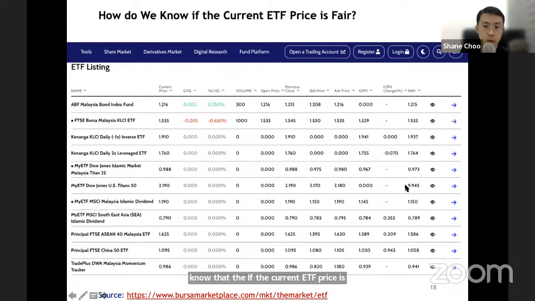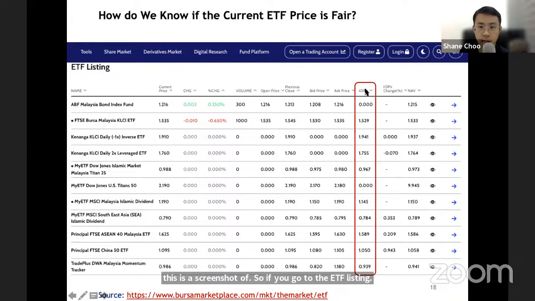Okay, how do we know? Now, you can go to www.bursamarketplace.com. Just hover over to ETF. So this is a screenshot of Bursa Marketplace. If you go to the ETF listing, you will see the IOPV. Okay, and this is the column IOPV.